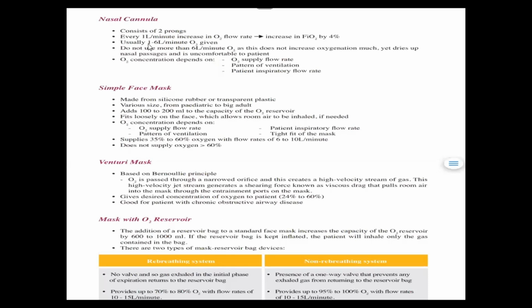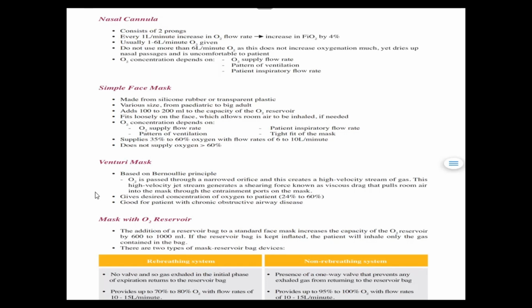So the nasal cannula consists of 2 prongs. Every 1 liter will cause a 4% increase. Usually 1 to 6 liters. We don't go anything more than 5 liters usually because it's very uncomfortable. It's a direct flow of oxygen into the nasal cavity. It's dry. Even though we give a water humidifier which is incorporated, it's still very dry and uncomfortable for the patient.